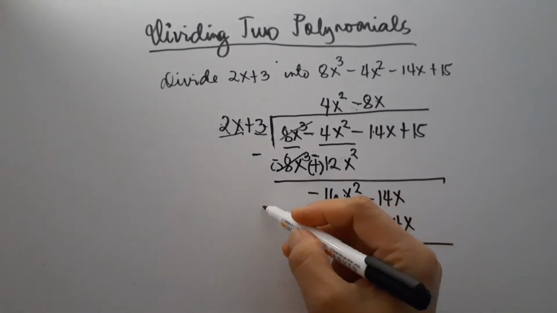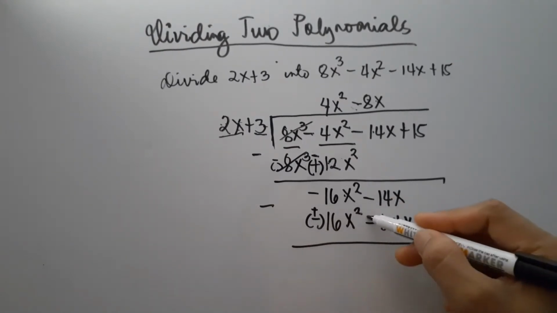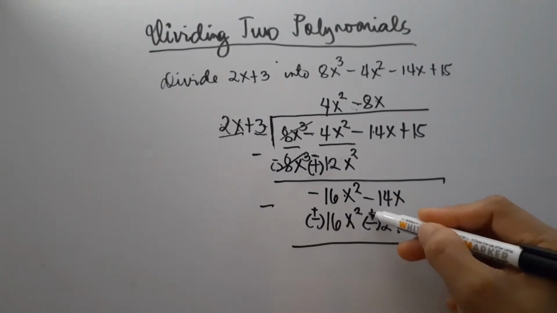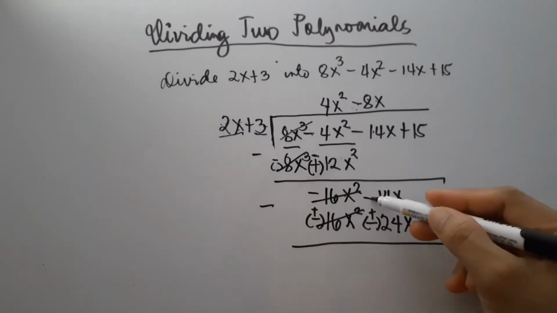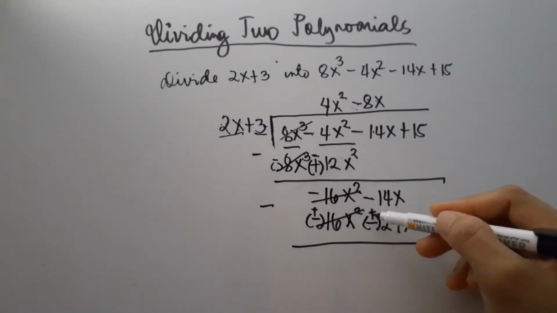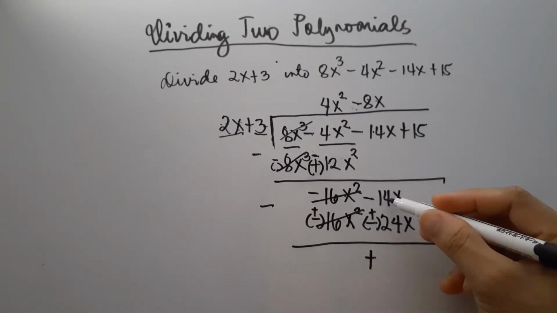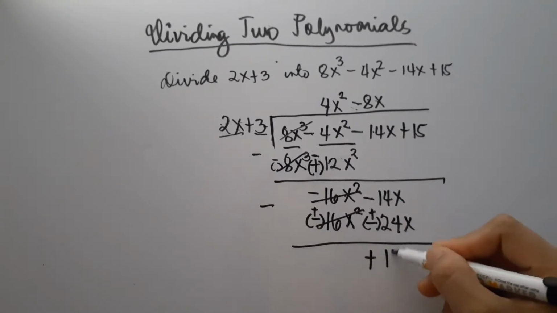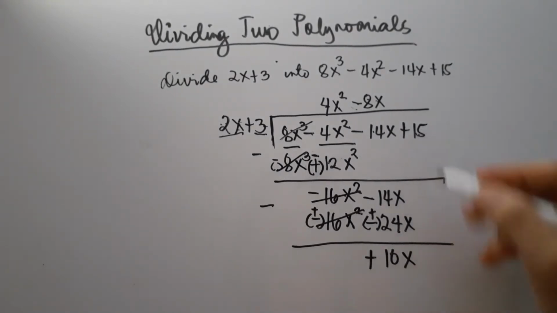Then subtract. Remember the rules of subtraction. We change all the signs in the second row to the opposite. Then cancel out this one. Since positive is the larger value, we use positive. Then subtract 24 by 14. The answer is 10x. Then bring down 15.